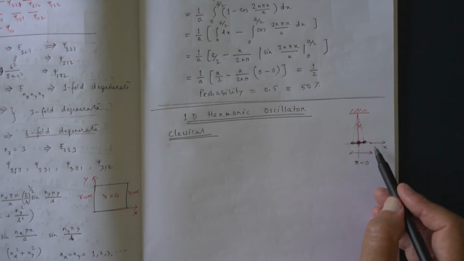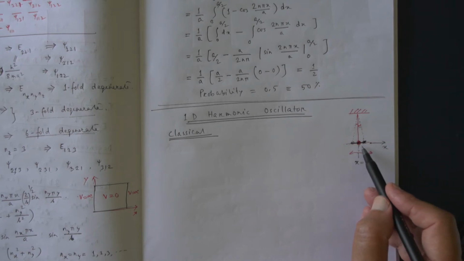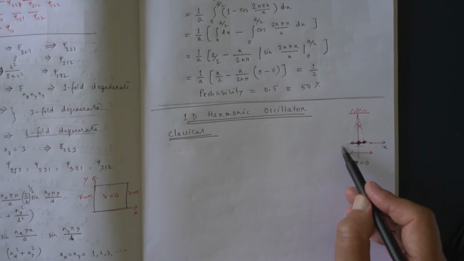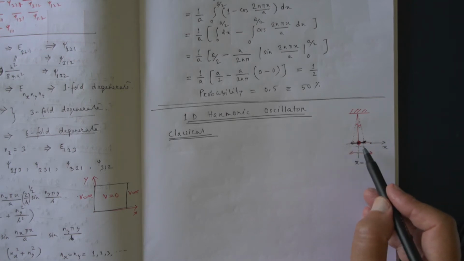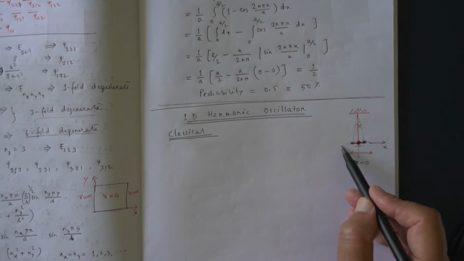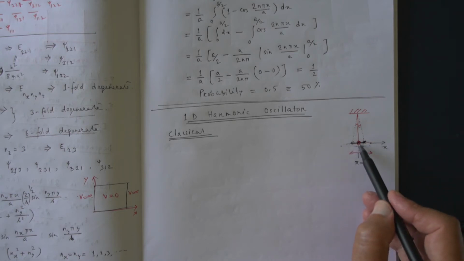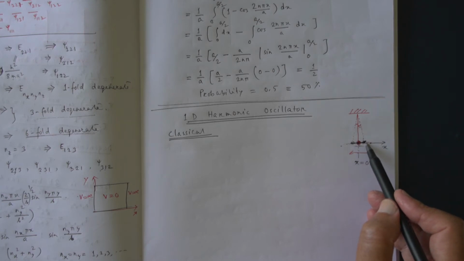Displacement is a vector quantity. Here displacement is positive, and here displacement is negative. So there is displacement along the positive direction and displacement along the negative direction. When it moves, kinetic energy decreases because there is a restoring force.